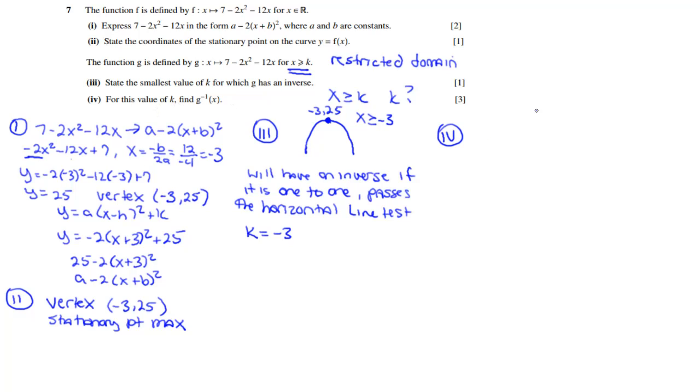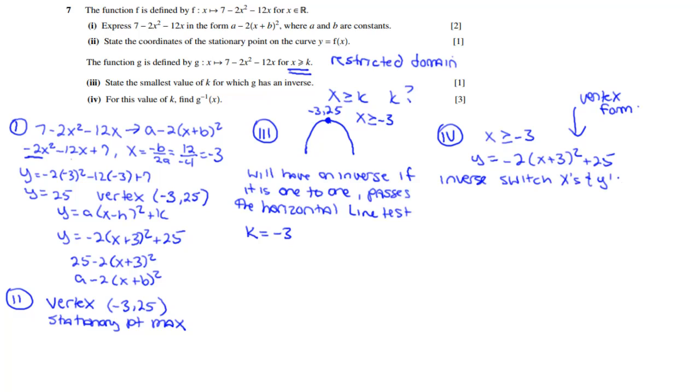Now in part 4, they want us to go ahead and assume that restriction. And then they want us to find the inverse. Well, if it's already in vertex form, that's a great start for finding the inverse. Keep in mind, when we're finding an inverse, we want to switch the x's and y's, and then we want to solve for y. So we're going to subtract 25.